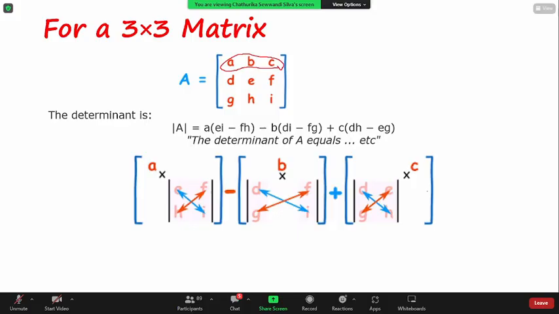Usually we are accustomed to use the first row to calculate the determinant. But students, whenever you get a matrix, sometimes there can be a row or a column where you can easily find the determinant. For example, think about this matrix, this is 0, this is 0.